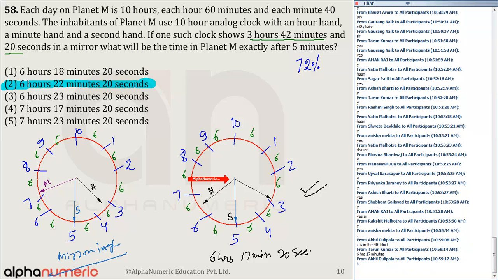That's right. And then 5 minutes after this, what will be the time on planet M exactly after 5 minutes? So add 5. So 6 hours, 17 plus 5 is 22. So that's why the answer is option number 2. Is that clear to all of you?